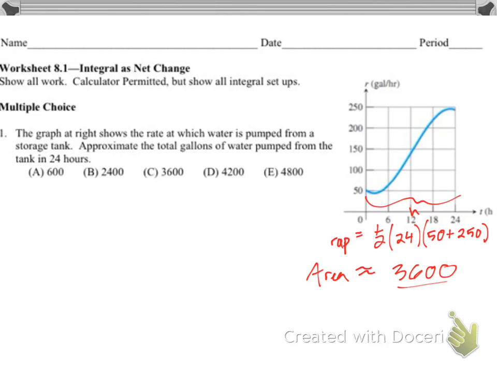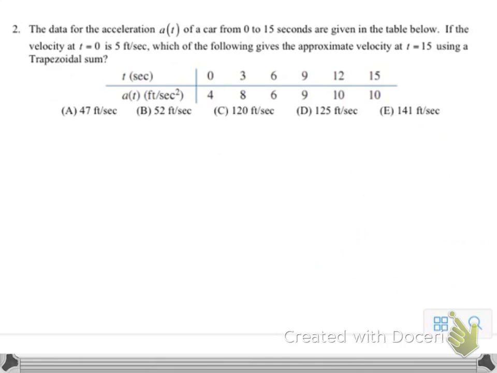So this has a height of 24, 1/2 times 24, and then the 250 plus 250. I just went ahead and put a straight line from lower corner to upper corner there and called it a trapezoid. So that was my take on this one. About $3,600. And we're moving on to number 2. That's a nice warm up.